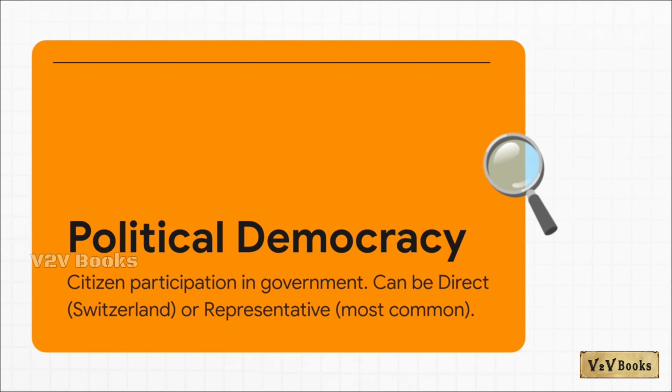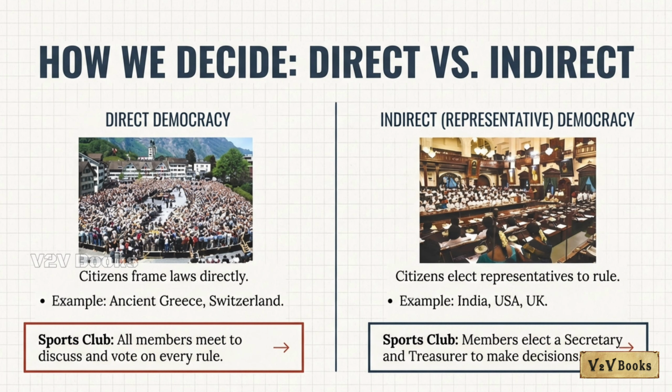So the type of democracy most of us think of first is political democracy. And this itself comes in two main forms. You've got direct democracy, where citizens vote on laws and policies themselves. This is pretty rare in big countries today, but it's famously practiced in Switzerland, where they have referendums all the time. But the much more common model is representative democracy. This is where we, the people, elect officials, like members of parliament or a president, to go and make decisions for us. We basically delegate our power to them for a limited time.